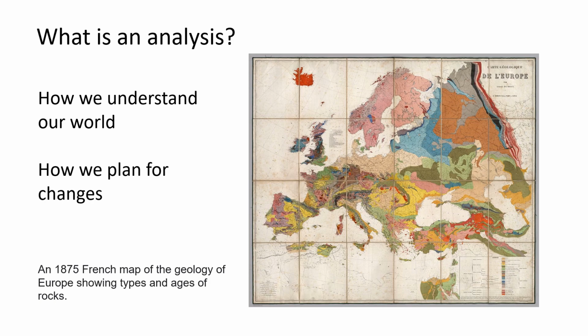What is an analysis? An analysis is how we understand our world and how we plan for changes. This is the first map of its kind showing the underlying types and ages of rock. Someone hoping to start a mining company or to try to ship a mineral might want to see this. A historian or a geologist might also try to start to put together the history of the world with this map.